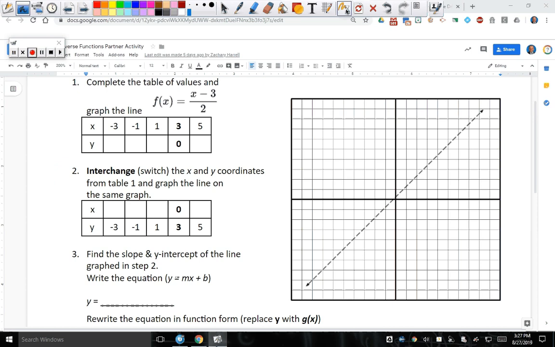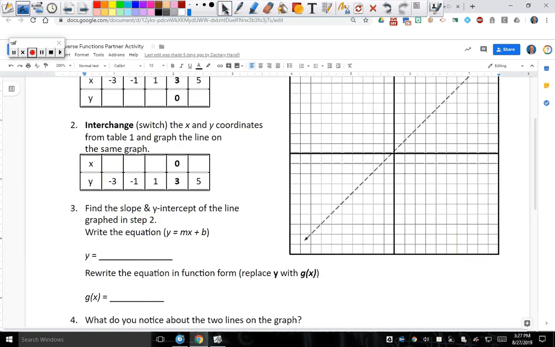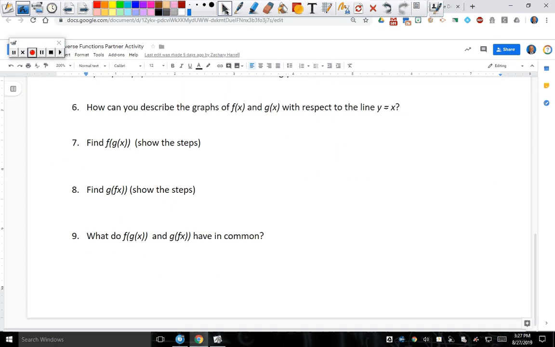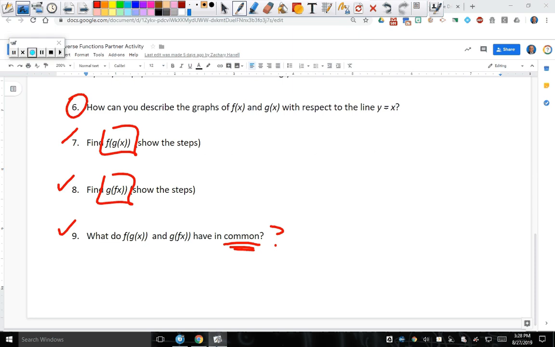Now, we just did the graph, and you guys did very, very well. We're now going to go to the algebra part, okay? Here we go. First of all, number 7, number 8, number 9, we're going to look at this composition, and then see what's going on. Okay? Let's look at what our functions are.